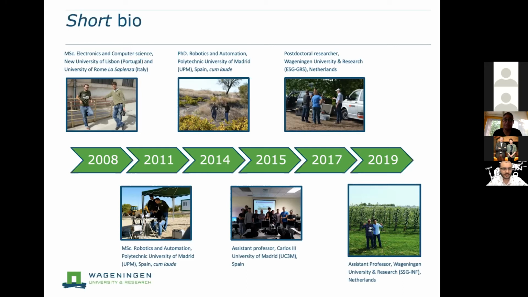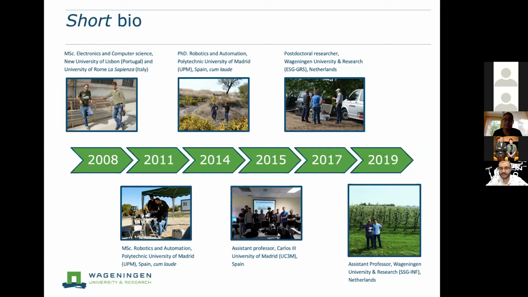I started working on drones in 2007 while doing my master in computer science and electronics engineering at the University of Rome La Sapienza. When I finished my master thesis there, I was invited to join a research group in Madrid. That was in 2011, and I continued my research on drones. In this university, I did my master and my PhD. In 2015, I joined the Carlos III University of Madrid, where I was assistant professor.